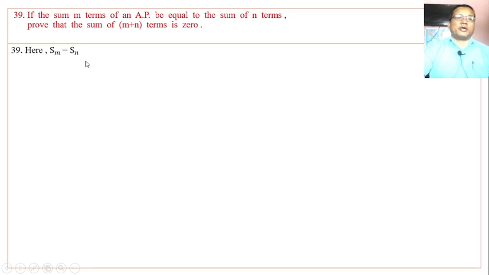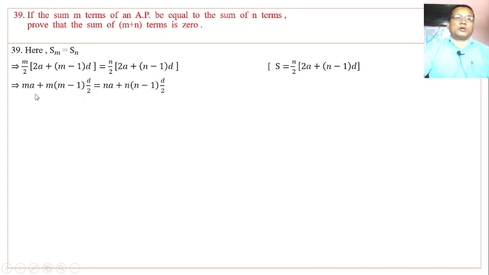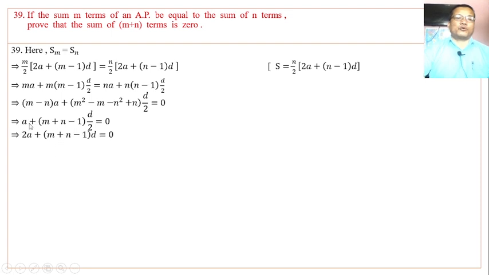Here S of m equals S of n. This is given. Write the value of S of m and the value of S of n using this formula. Cancel the 2, then factorize using the standard formula. Then multiply both sides by 2. We get m plus n over 2 times the expression on the left side, and on the right side it is 0. This is the value of S of m plus n, which is 0. Therefore the sum of the first m plus n terms is 0.